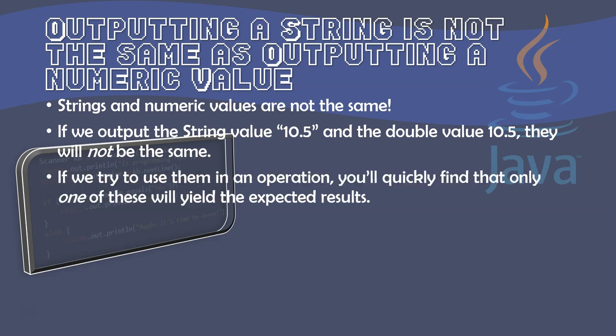If we try to use, for example, one of these in an operation, we're going to very quickly see that only one of these is going to yield the expected result. So, for example, let's say I take 10.5 and I want to add to it 2.5. Which one of these do you think is going to actually give the numeric value? Well, 10.5 plus 2.5 we know should give us 13. But if we have those go together with a string, is it going to be the same as if we do it with a double? Again, these are things to keep in mind.